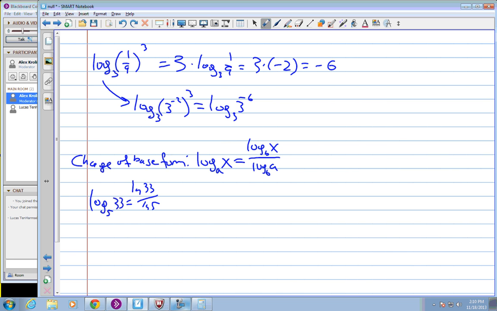It's ln of 33 over ln of 5. I wasn't even asking you to compute it. The question was, write in terms of natural logs. On 16, you actually have to compute it, because that's what I asked.